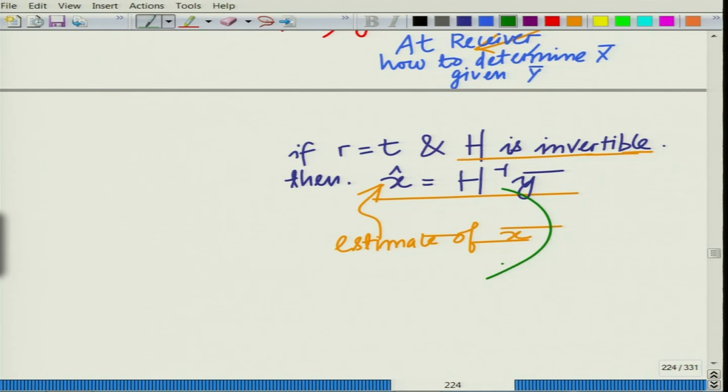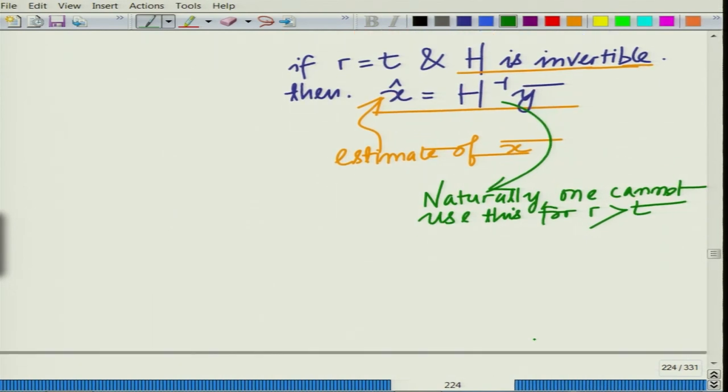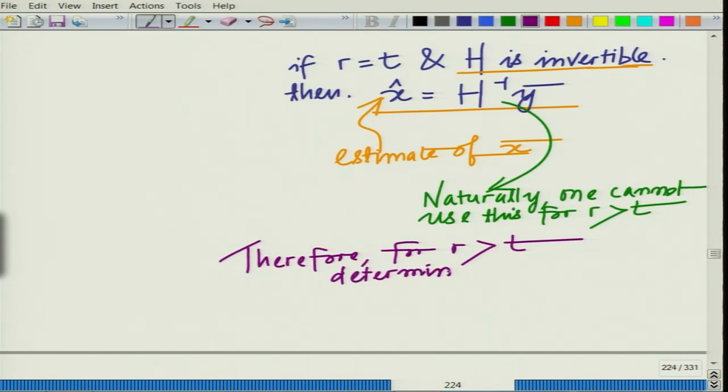So, naturally, since the inverse does not exist for R greater than T, one cannot use this for R greater than T. And for R greater than T, now we know, therefore, we determine or evaluate X hat as follows.